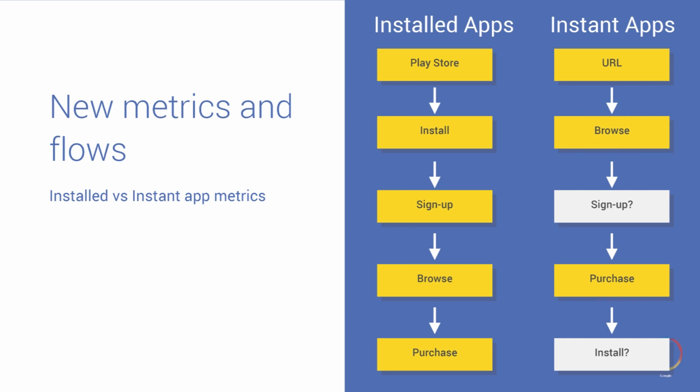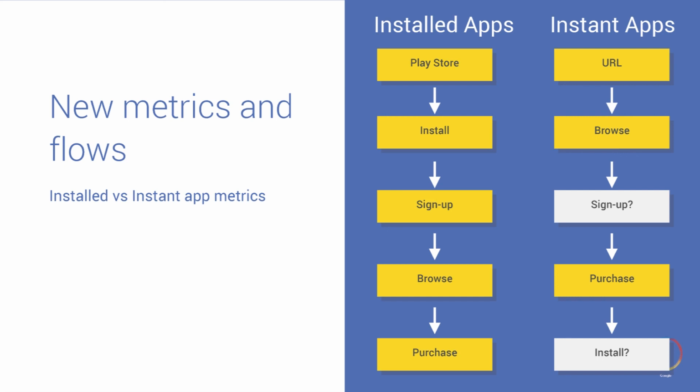And we also want you to start thinking about metrics. How are metrics going to change now that there might not be an installation, or that the installation has moved to the end of the flow? It used to be that you would have to go to the Play Store and install, and then all these great benefits could happen: the browsing, the engagement, the purchase, the sign up. But we've kind of flipped that on its head. You can now purchase before you install. You can sign in before you install. And a user might not ever install, or they'll install at the end.